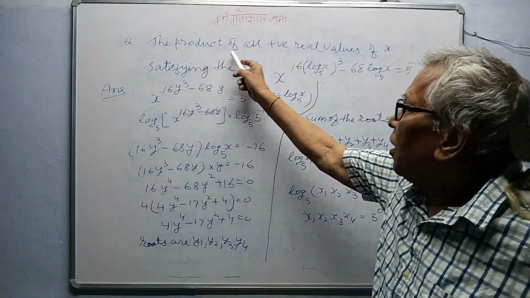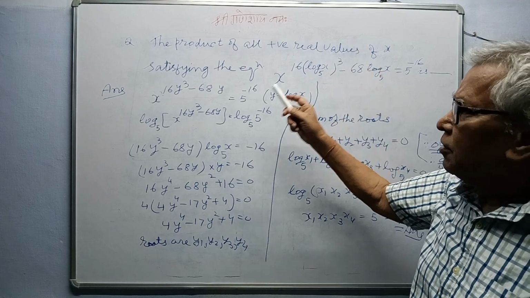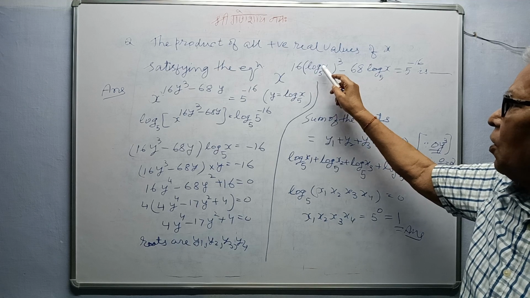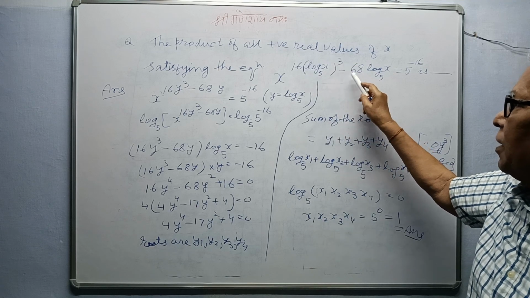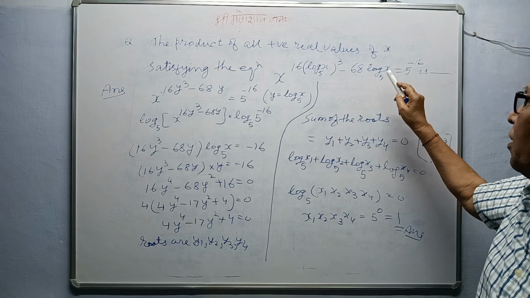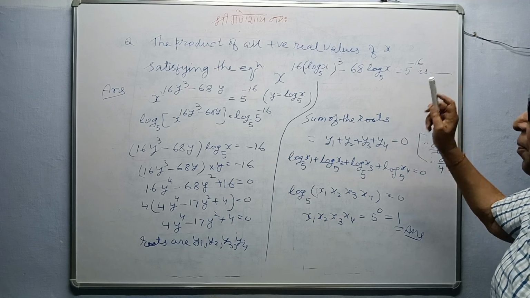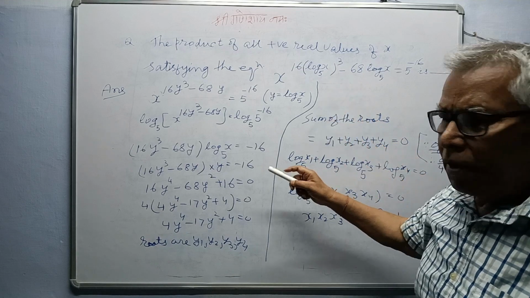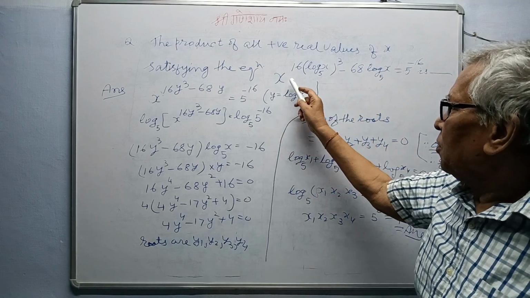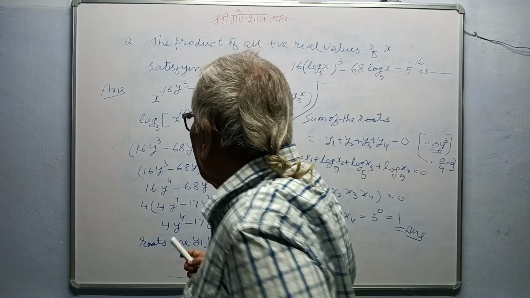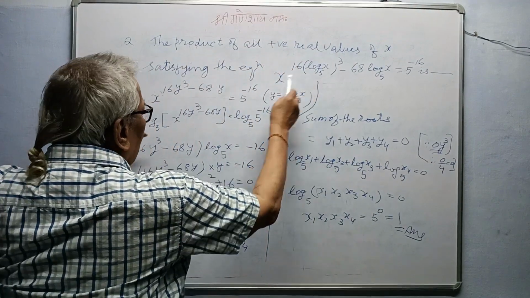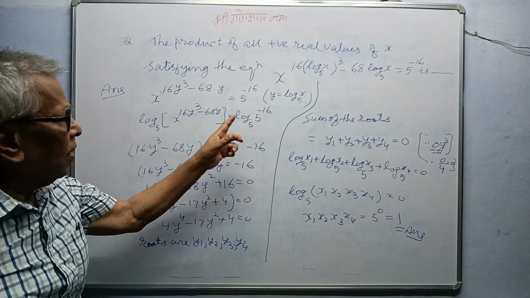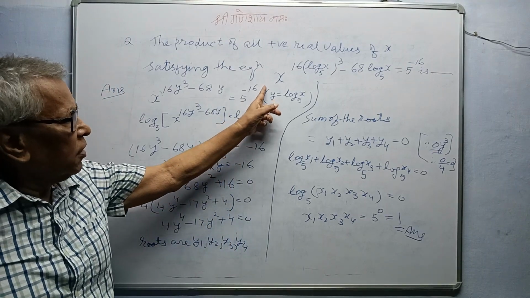Question: the product of all positive real values of x satisfying the equation x to the power (16 (log x to the base 5) whole cube minus 68 log x to the base 5) is equal to 5 to the power minus 16. Let us suppose that log x to the base 5 is equal to y. So this will become x to the power 16y cube minus 68y is equal to 5 to the power minus 16.